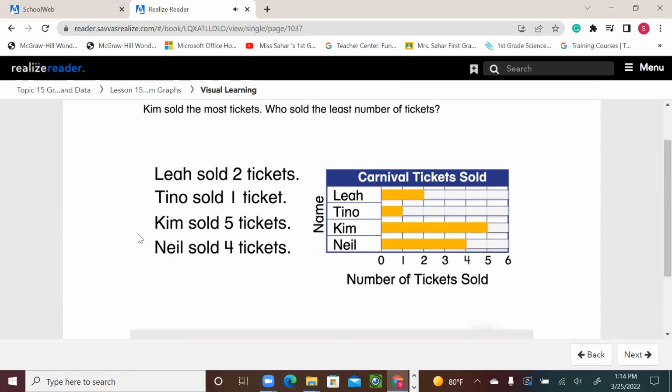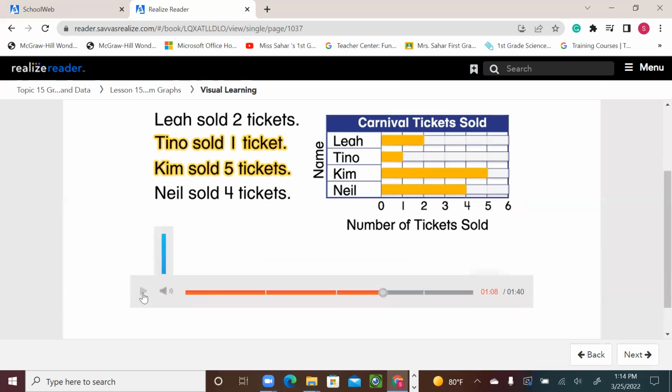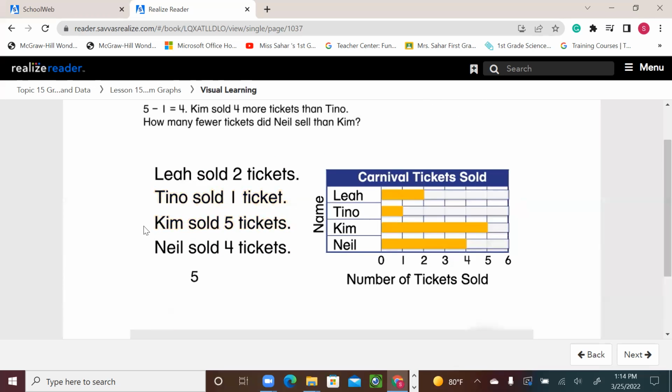Who sold the least number of tickets? Tino sold the least number of tickets. How many more tickets did Kim sell than Tino? So I can easily see and compare. I see Tino sold 1 ticket and Kim sold 5 tickets. So Kim sold 4 tickets more than Tino. 5 minus 1 equals 4. Kim sold 4 more tickets than Tino.